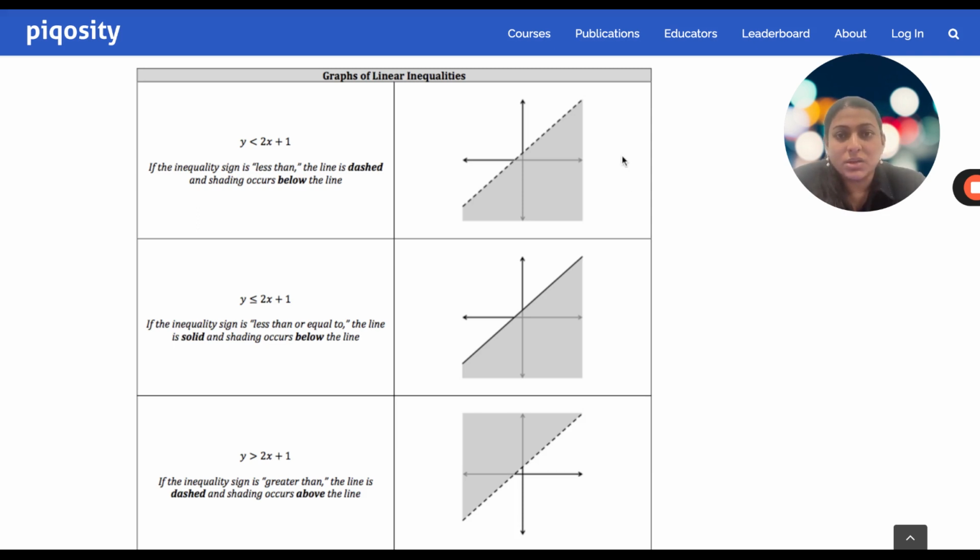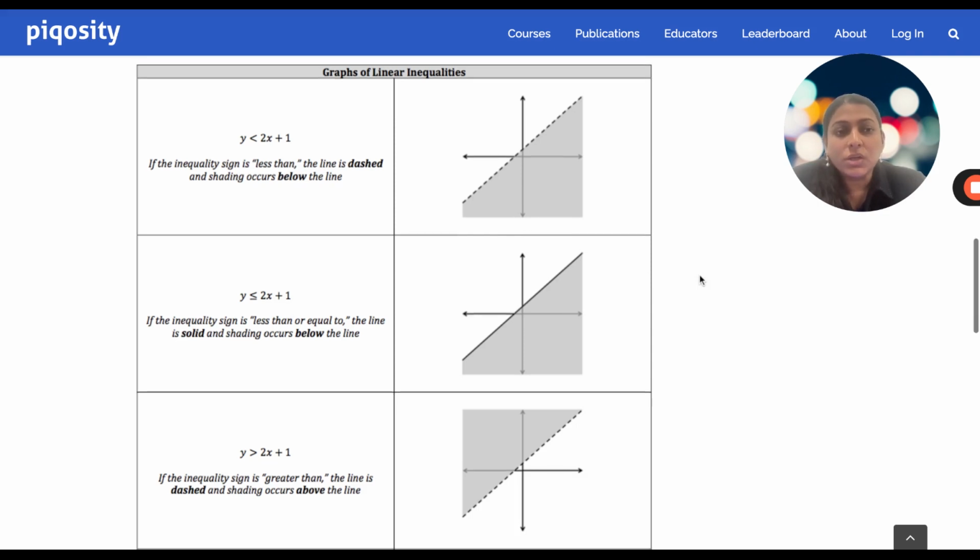So let's take a look at graphing linear inequalities, because I talked a little bit on graphing on a number line, but I needed linear inequality. So this is why I researched on this one.